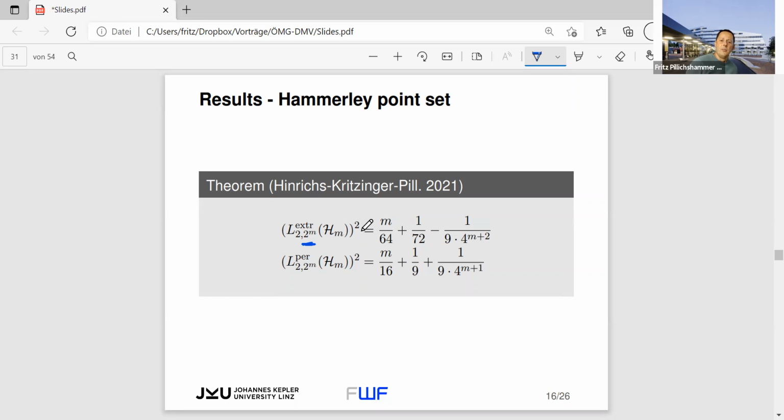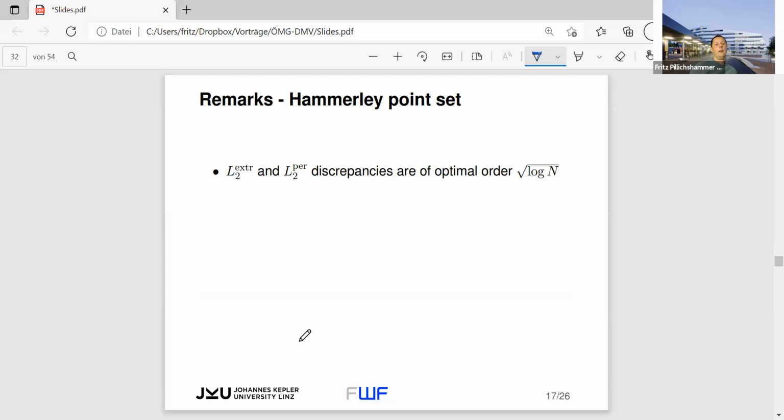the square. If we take now the square root, we see that L2 extreme and also L2 periodic discrepancies are both of order square root log n, where n is always the number of points from the point set. Okay, so L2 extreme and L2 periodic discrepancies are of order square root log n, which is optimal with respect to the lower bound of Roth.